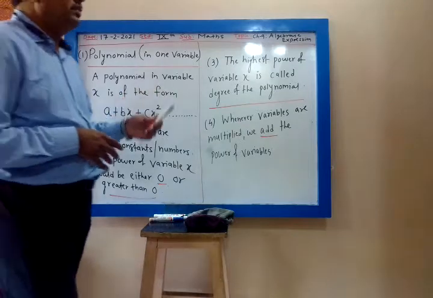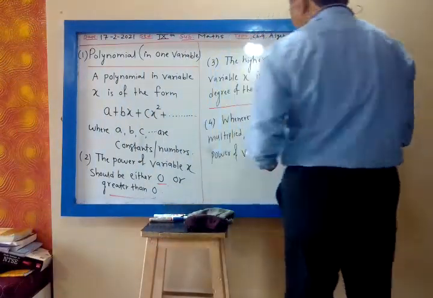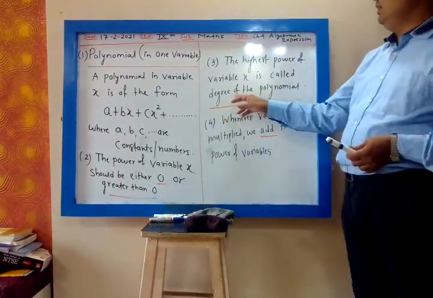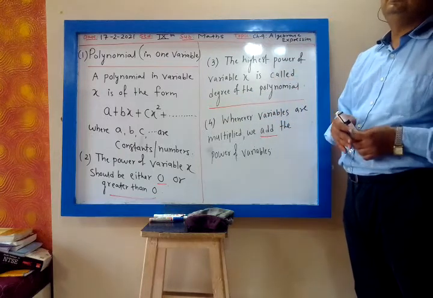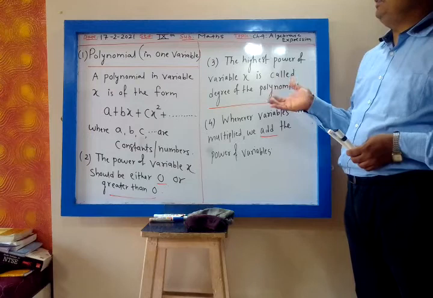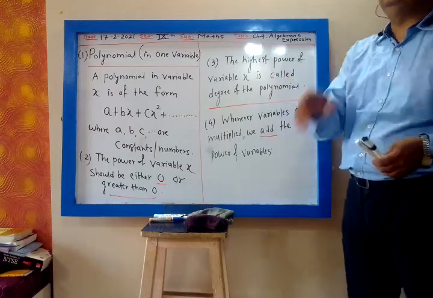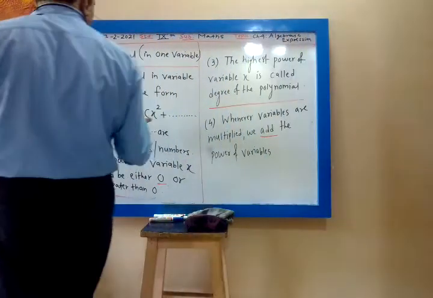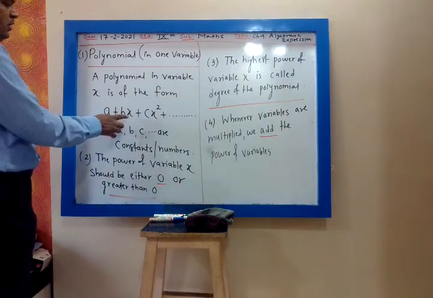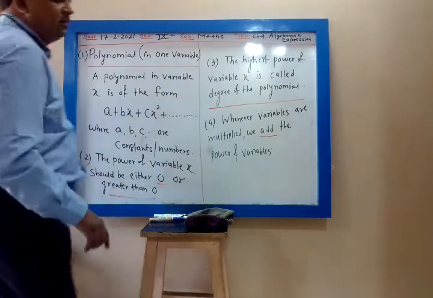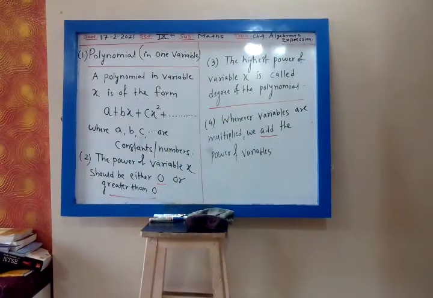Then third point, degree of the polynomial is what? Degree of the polynomial is nothing but the highest power of x. The highest power of x is called degree of the polynomial. For example, yes, we'll see that in the solution. What is power of x? 1. What is power of x? 1. Then what is power of x? 2. What is the highest power of x?